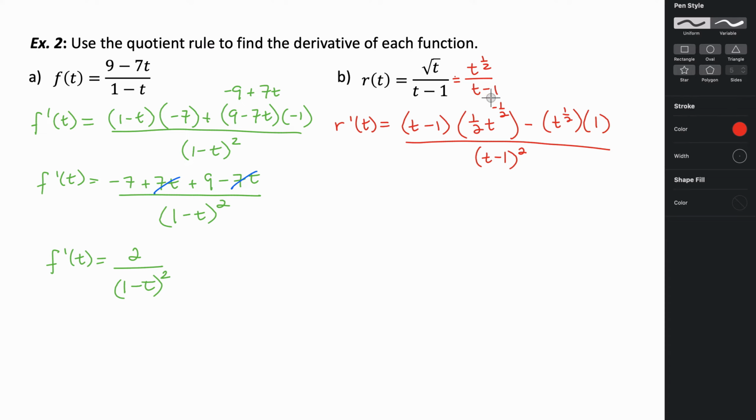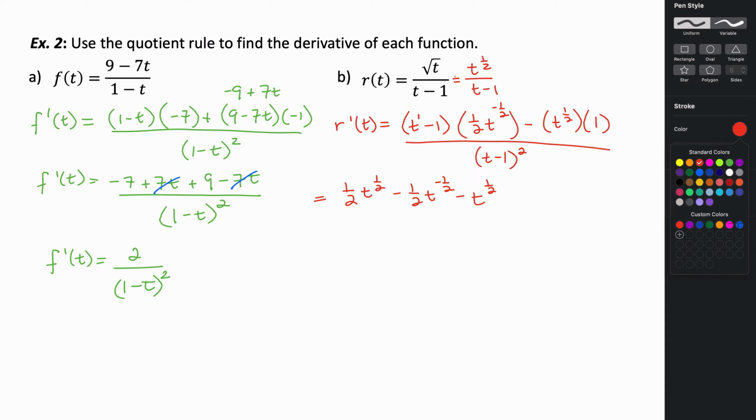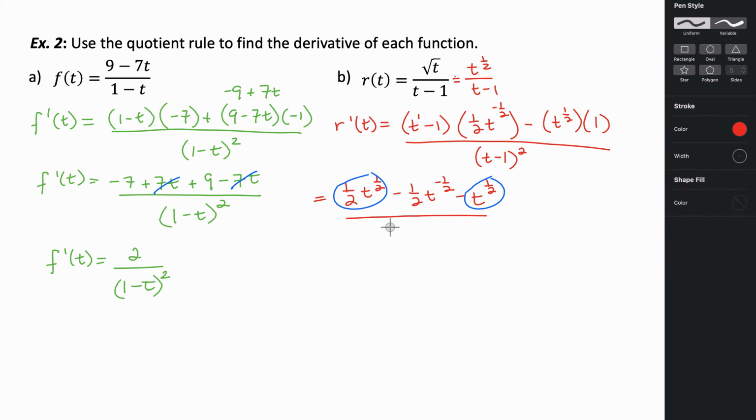Multiplying 1/2 t to the negative 1/2 with t to the first, we can just add the exponents. So we're going to get 1/2 t to the 1/2, and then minus 1/2 t to the negative 1/2, and then minus a t to the positive 1/2. And we have some like terms there. Again, all of this is still going to be divided by t minus 1 quantity squared.